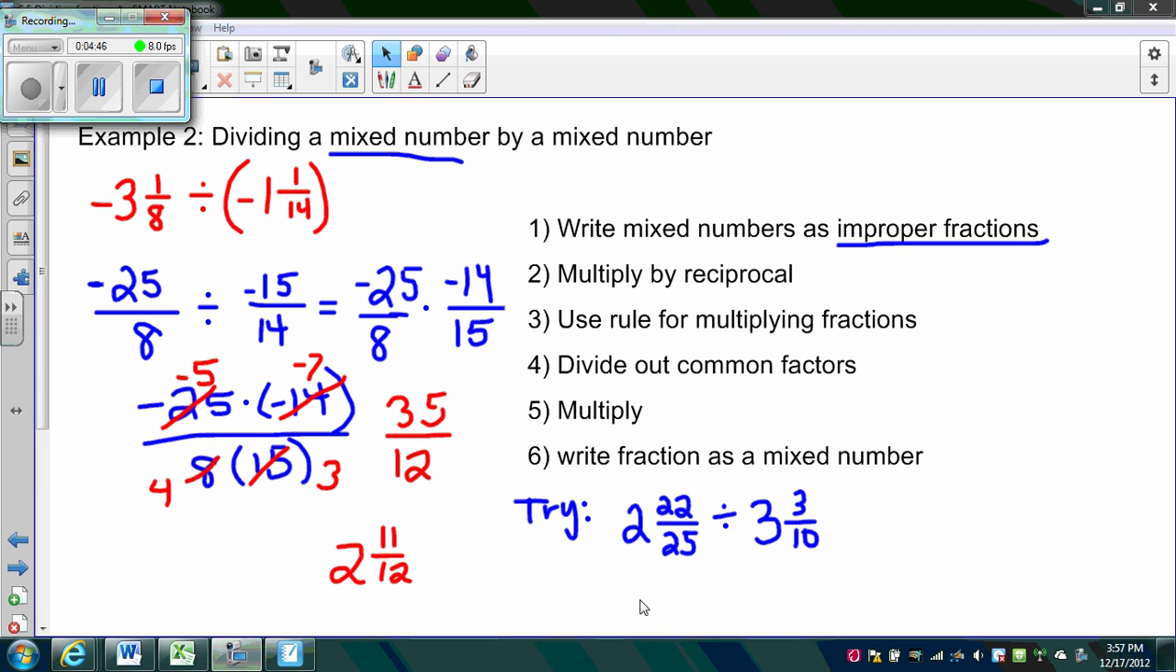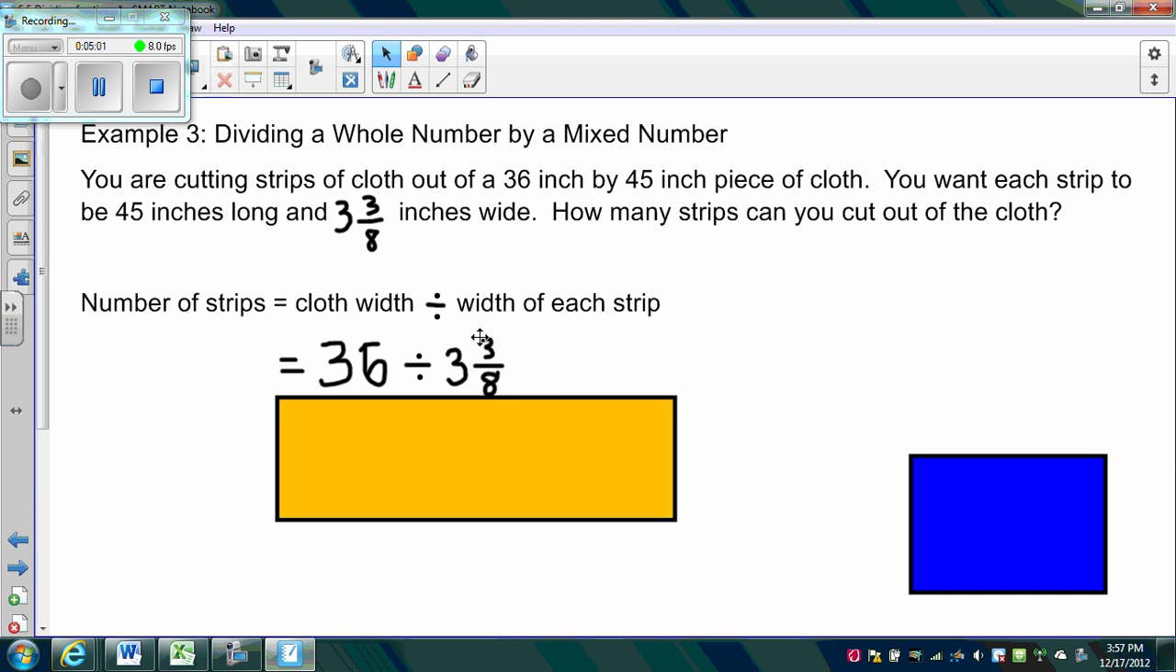So try the problem down below. 2 and 22/25 divided by 3 and 3/10. Remember to make them improper fractions before beginning. And use the rules written here to help guide you through the problem.